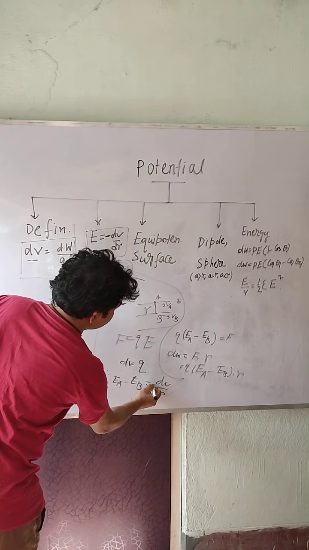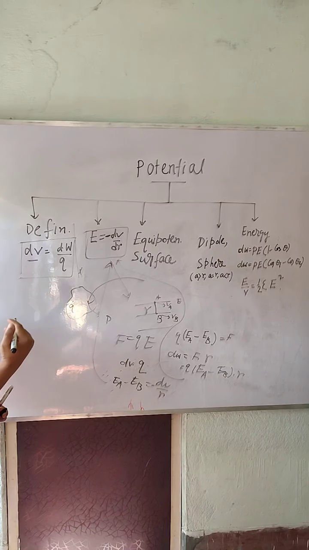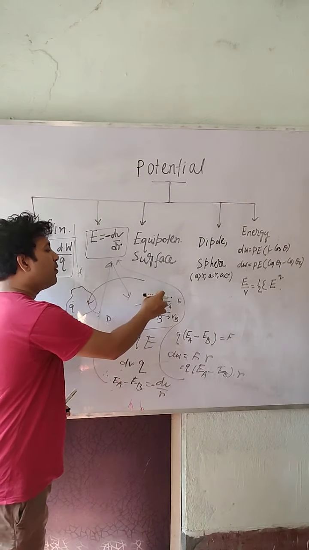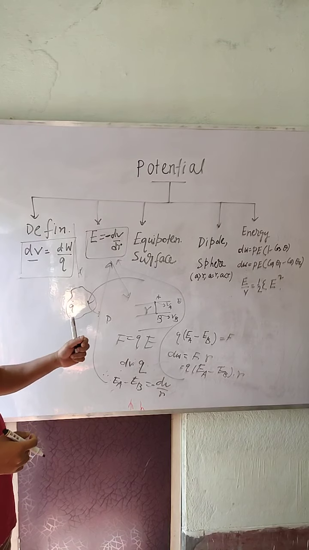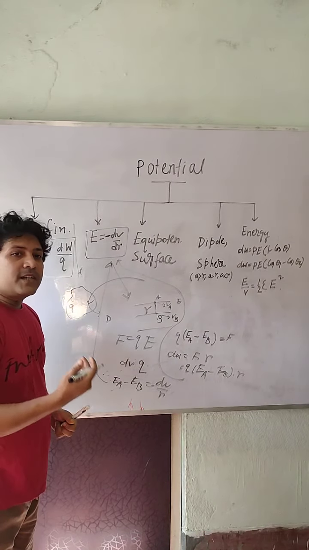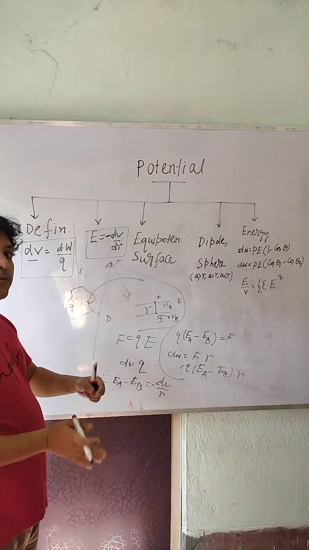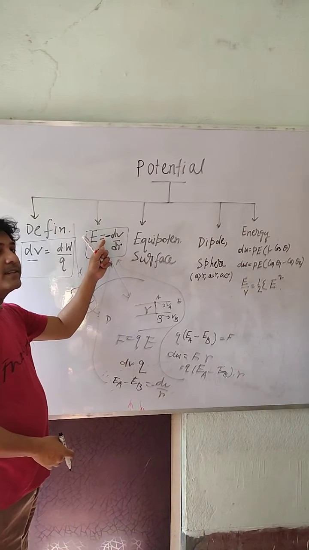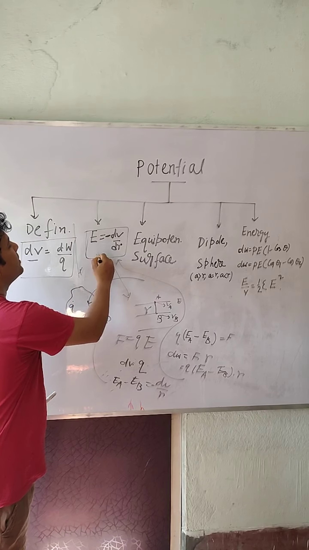And why is there a minus sign here? Because we always try to go from a point which has the greater potential to a lower potential. That's why work will be done against the force of the field. That's why we put a minus sign here. So this is the relation, a very important one.